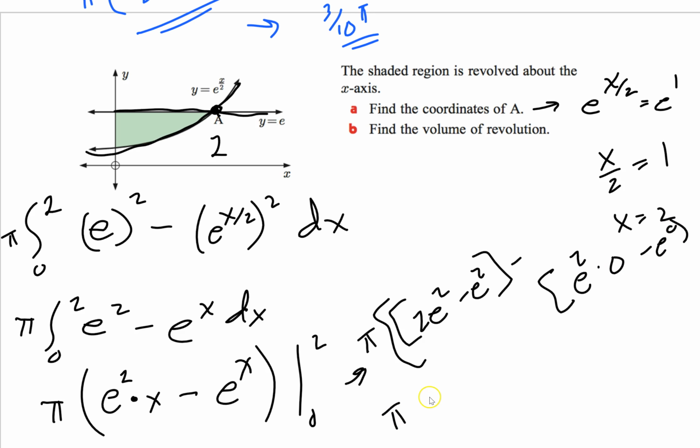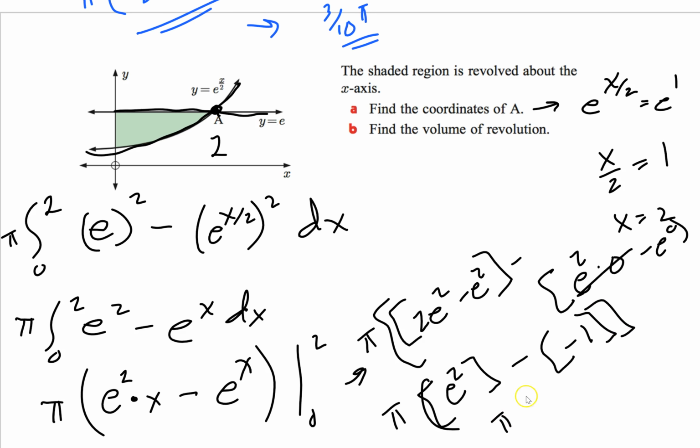Now watch out. 2e squared minus 1e squared is just e squared. Over here, that's not 0, that's a 1. So here's negative 1. It's getting a little messy, I always should give myself more space. So I get pi times e squared plus 1. And that looks like the answer.